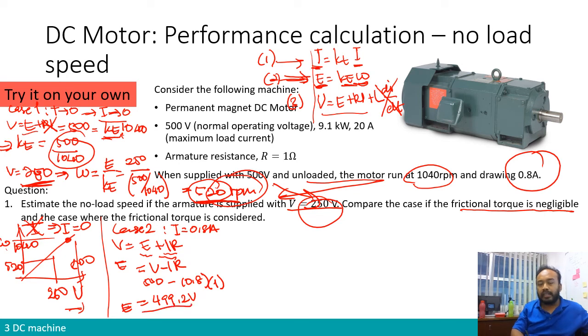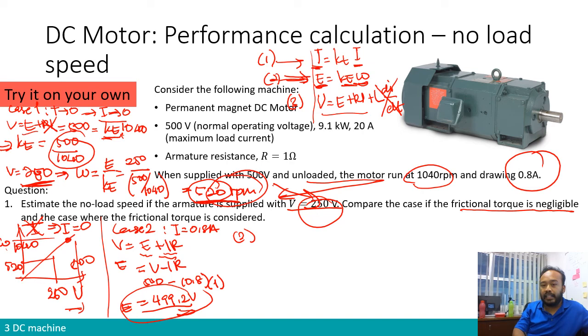So E is 499.2 volts. It is very close to the supplied voltage. Nonetheless, there is a small portion of 0.8 volts lost in the winding resistance. Okay, so now this is our new E. Having our new E, you can now calculate using equation number 2. We can now calculate the KE.